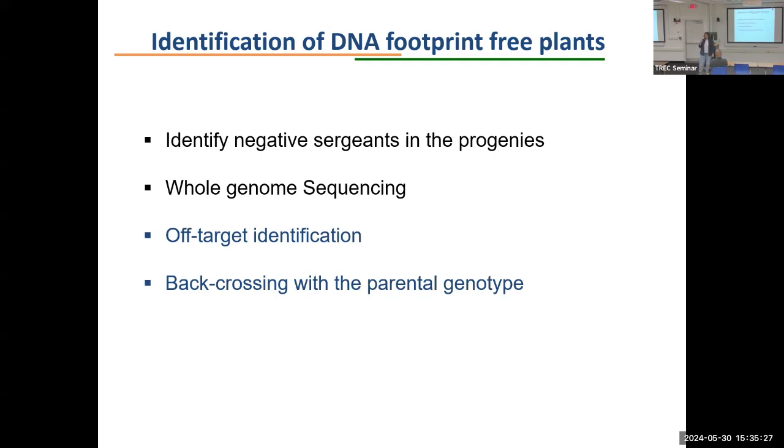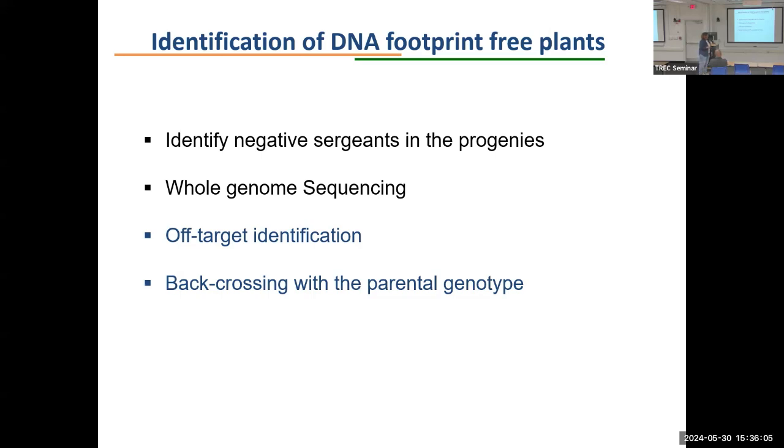So once you are able to regenerate plants with that particular construct, the next hurdle is to identify the edited lines which have no foreign DNA. The first step is to identify the negative segregants in the progeny. We can isolate the DNA, design primers specific to the construct, and look for the negative segregants. We can also go with whole genome sequencing.